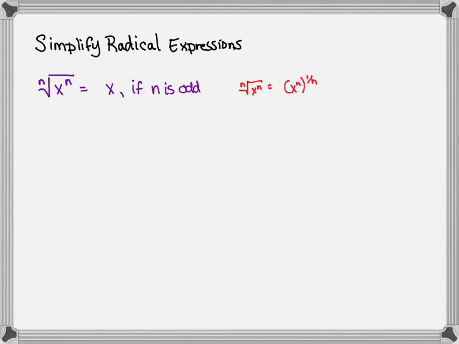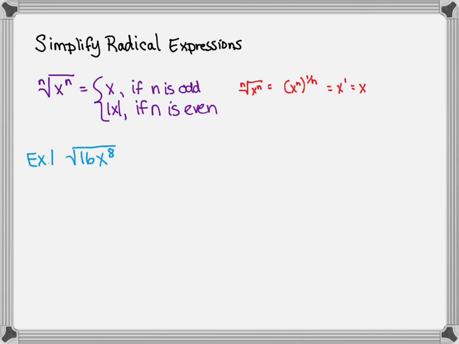Now that we have a power to a power, we will multiply our exponents. N times 1 over n is 1, so this becomes x to the first power, which is just x. However, we don't know if x is positive or negative because it's a variable. And so when we do take an nth root and the index is even, we do need the radical to simplify to a positive number. So when n is even, it simplifies to the absolute value of x.